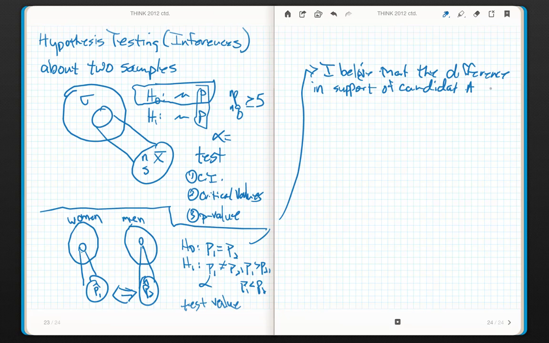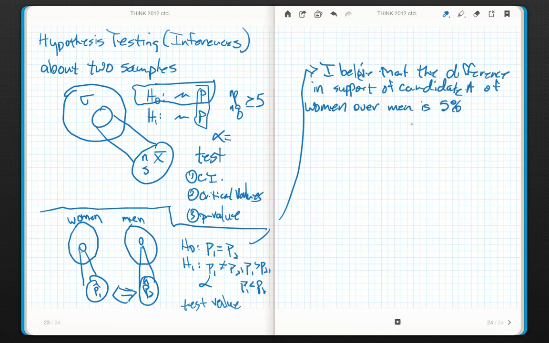A of women. You guys, the construction's going crazy today, so bear with any weird noises, okay? Candidate, what's going on here? A of women over men is 5%.